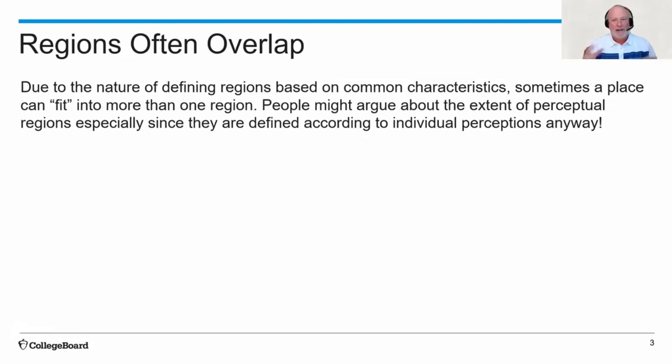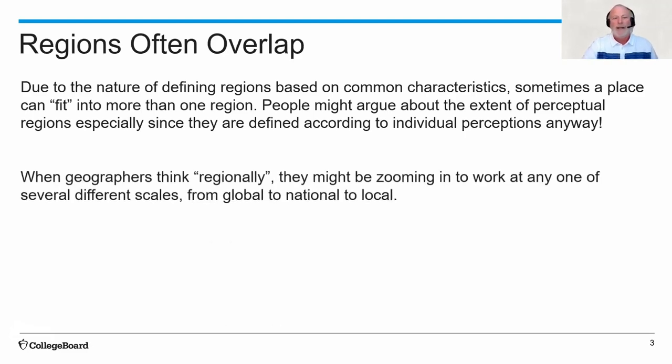And that's because of the defining characteristics, a particular place may fit into more than one region. The boundaries may overlap a little bit. And sometimes people can actually argue or debate about the inclusion of a place into either this region or that region based on those characteristics. This is especially true when we're thinking about those perceptual regions that we talked about that everybody defines individually based on their own thinking.